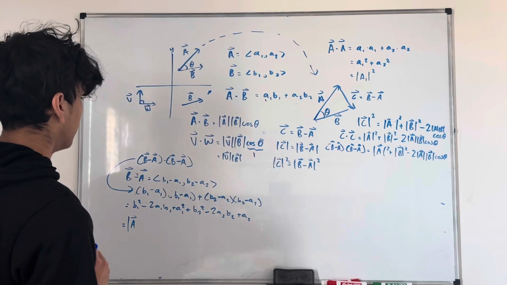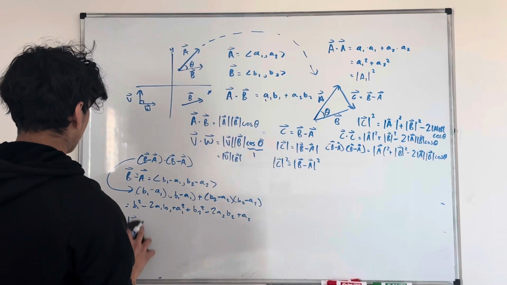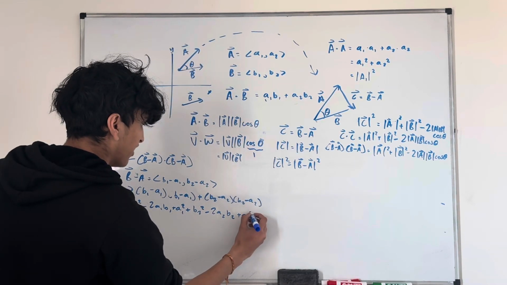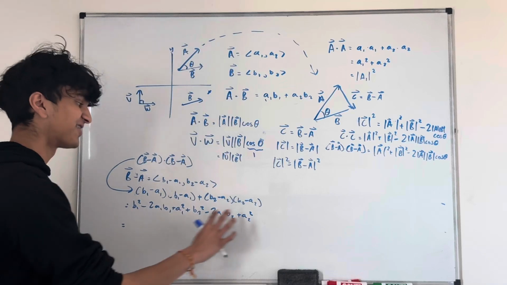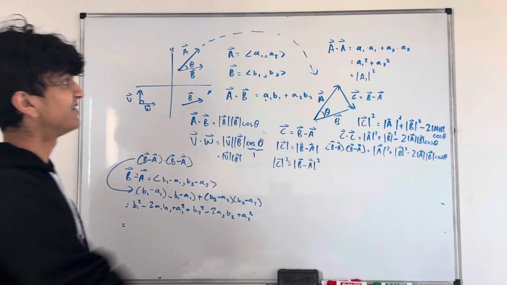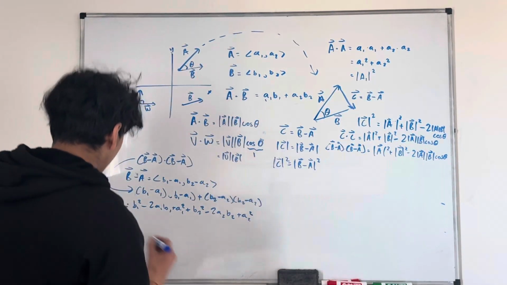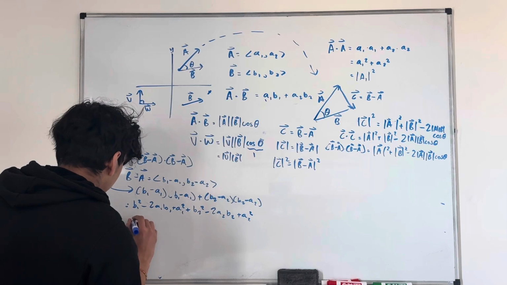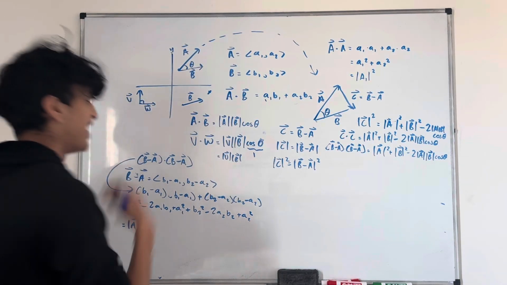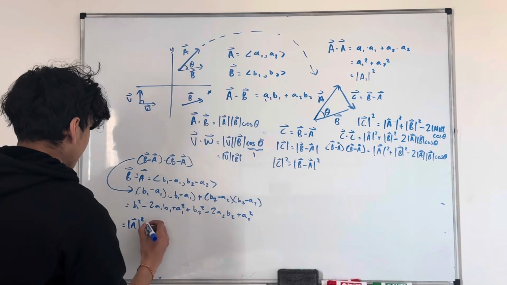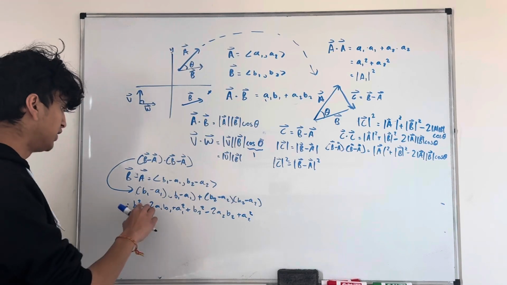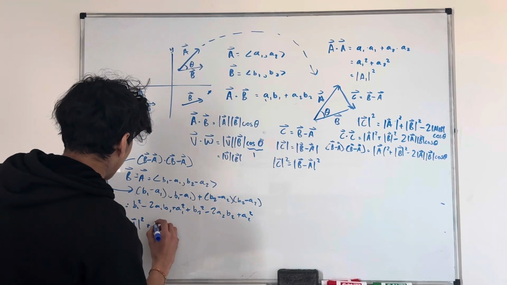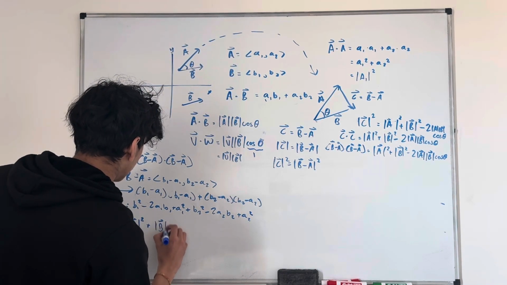Oh, no, it's not. I'm so sorry. I'm completely doing the wrong thing. I don't know what I was thinking. A1 squared plus A2 squared, that's the same thing as the length of the A vector squared, its magnitude squared. Same thing, B1 squared plus B2 squared, that's just the magnitude of B squared.